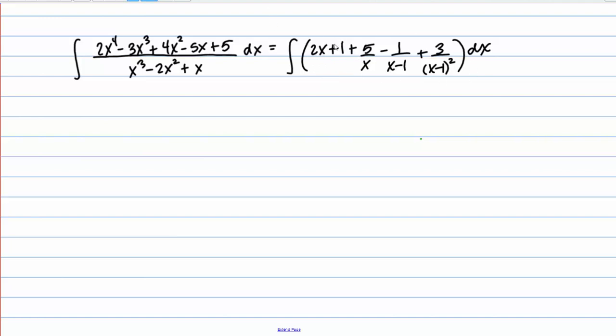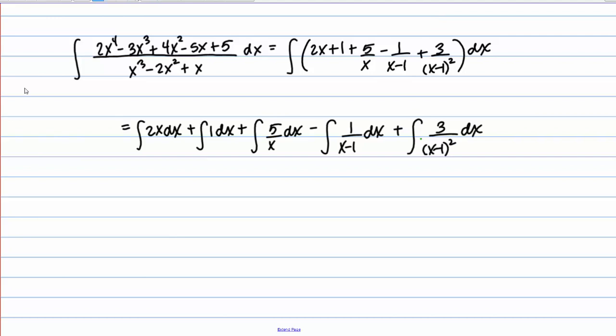If it's helpful for you, you can split this up into different pieces to help you think about how to integrate each term. Our first few terms here are pretty straightforward. The antiderivative of 2x is just x squared. And then I have the antiderivative of 1, which should just be x, so plus x. And then here I have 5 over x, so that should give me 5 natural log of the absolute value of x. And then I get into ones that are slightly more challenging, but still not very difficult at all.